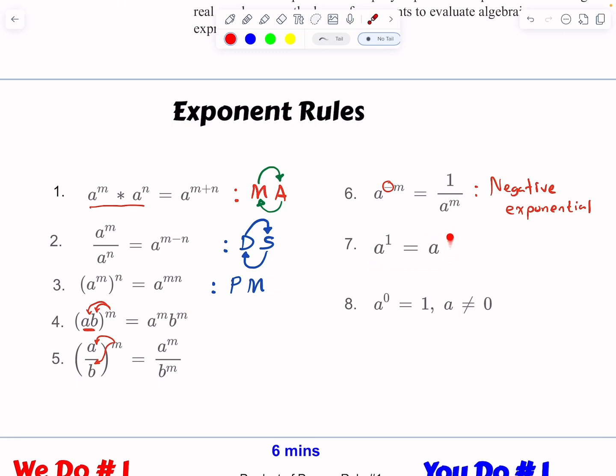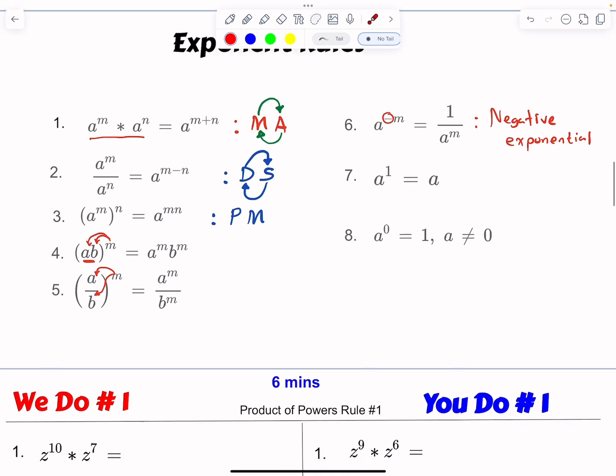For example, myself raised to the power of 1 is myself. For example, Mr. Jibade raised to the power of 1 is Mr. Jibade. And then the other one I want us to know is any non-zero number raised to the power of 0 would give me 1. So any non-zero number raised to the power of 0 would always give us 1. Now let's see how we can apply each of these exponent rules.